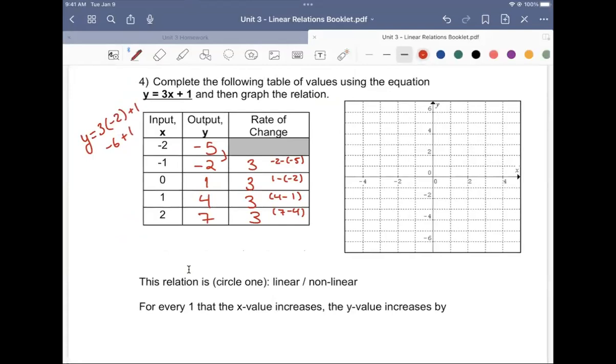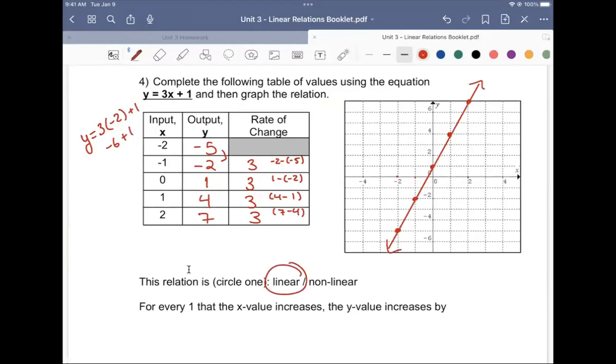I now graph these. At an x value of -2, I have a y value of -5. So my line's going to be down here. At an x value of -1, I have a y value of -2. At an x value of 0, I have a y value of 1. At an x value of 1, I have a y value of 4. And at an x value of 2, I have a y value of 7. That line is surprisingly going to meet all my points. And I'm just going to add my arrowheads to either side.